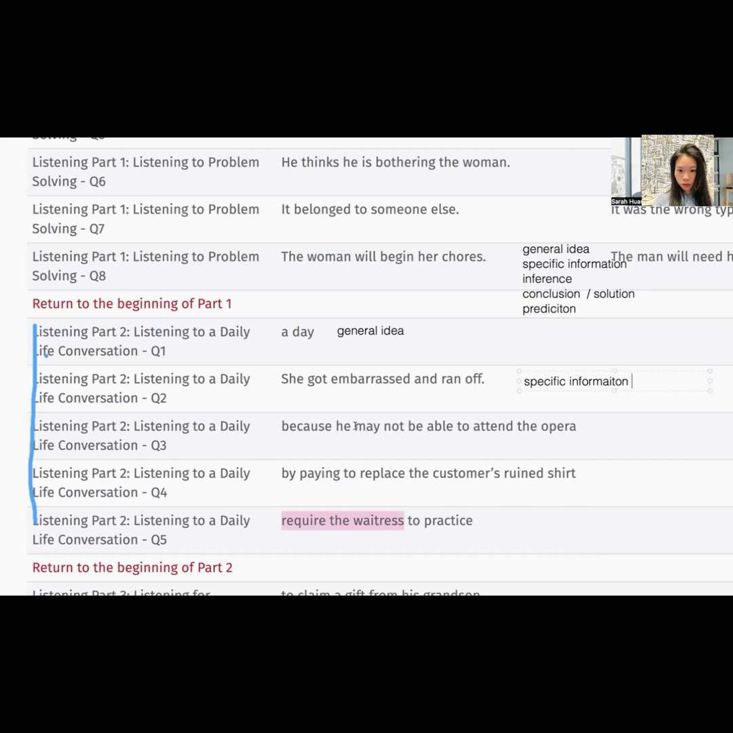The third question, because he may not be able to attend the opera. That's specific information. By paying to replace, okay, that is a solution. Solution or conclusion. Solution. But this question specifically should be the solution. And the last question is a prediction. Yeah, so what will the manager most likely do? So that's a prediction.